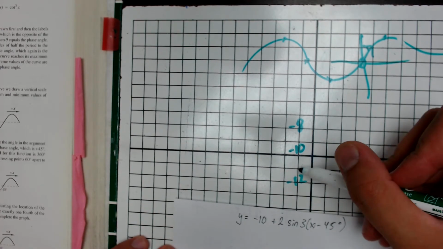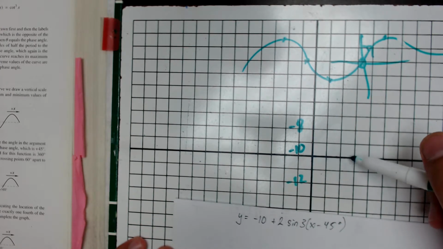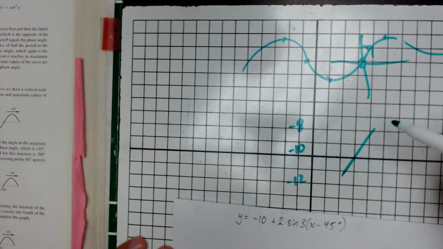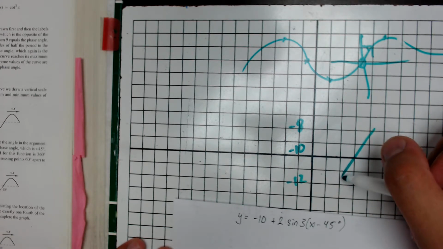Instead of the graph normally passing through 0, I apologize for making you guys stare at my paper for so long. That just really got me this morning. So instead of the graph passing through 0 like this, it's going to pass through 45 degrees. So the 0 mark is moved to the right 45 degrees. Wow, that got me really good. Okay.